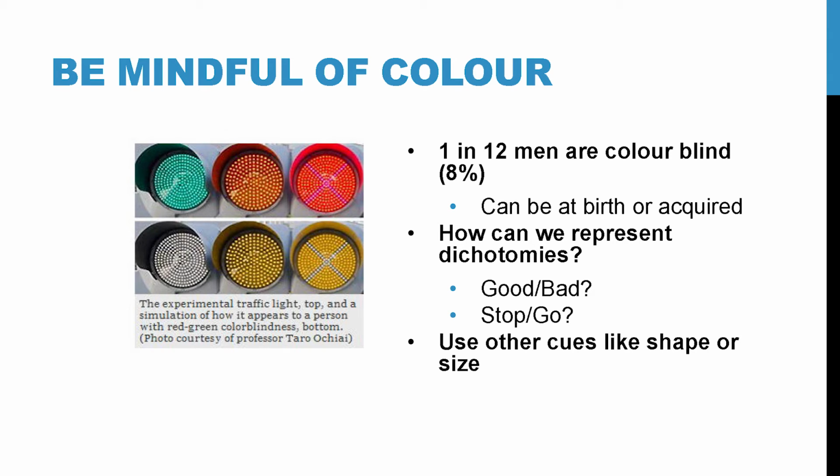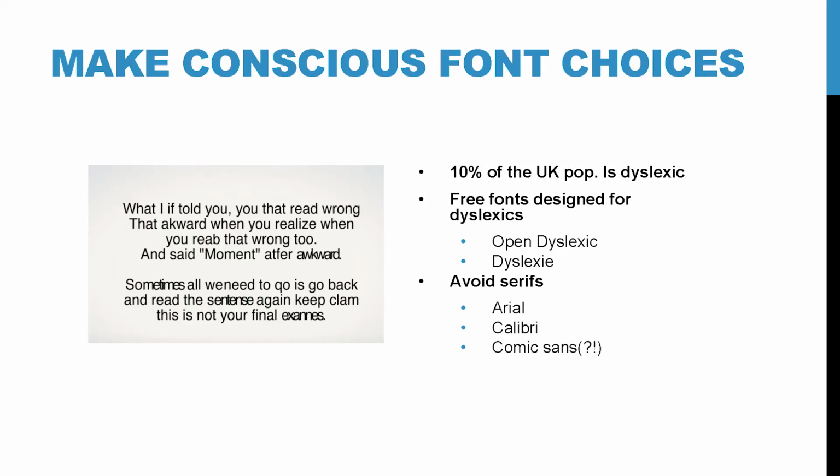So yeah, next slide. And the last piece is to make conscious font choices. About 10% of the population in the UK is dyslexic. And what ends up happening if you're dyslexic is you will flip letters around and mirror them. So a P might look like a B or a Q. An N might look like a U. And this is a really good example of how dyslexic folks might end up reading text.